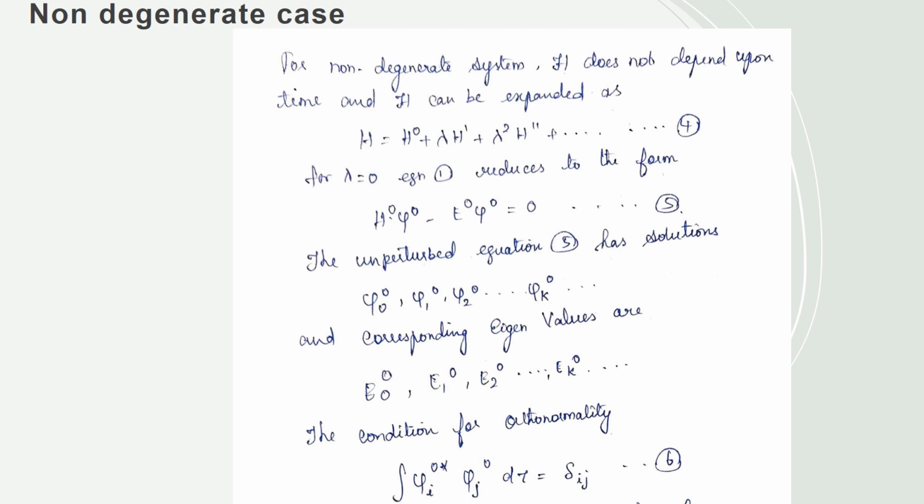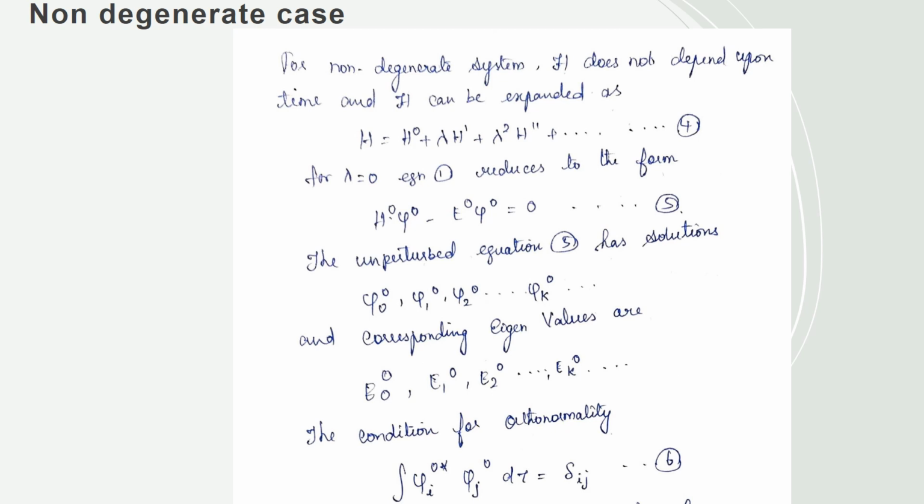Now, it can be directly solved by solving the psi naught naught, psi 1 naught, psi 2 naught, etc. up to psi k naught, and the corresponding eigenvalues can also be found using the solution E naught naught, E1 naught, E2 naught and Ek naught. So for solving this eigenvalue and eigenfunctions, let us consider the orthonormal set.